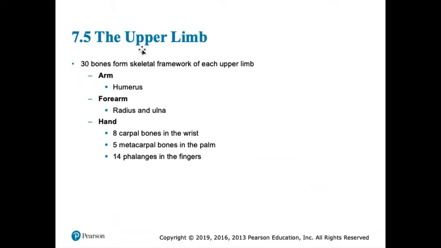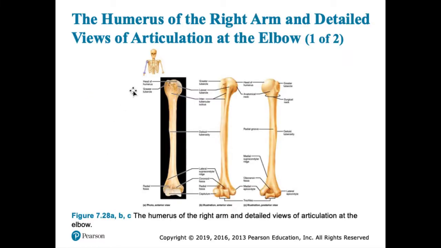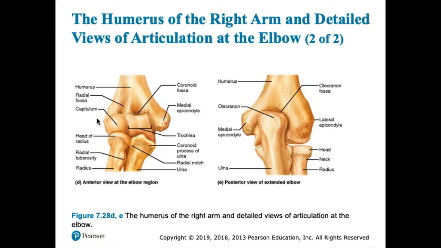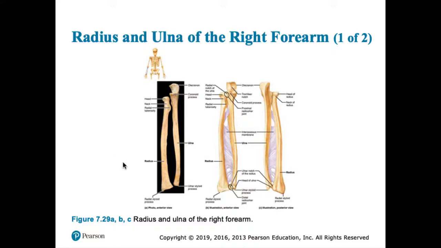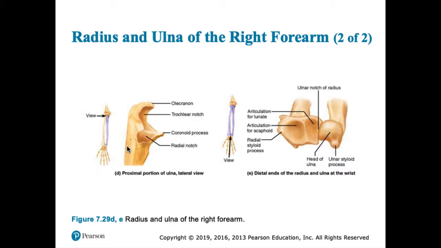The upper limb, 30 bones form the skeletal framework of each upper limb: the arm, the humerus, the forearm, the radius and ulna, and the hands, which have 8 carpal bones in the wrist, 5 metacarpal bones in the palm, and 14 phalanges in the fingers. So you can see that structure here, so making sure that you know all the markings and the articulation of the humerus. And, of course, here is that articulation at the elbow, making sure you understand each of the processes, markings, and so on. The radius and ulna are pictured here as well, making sure you understand each of those markings, processes, and can ID those.